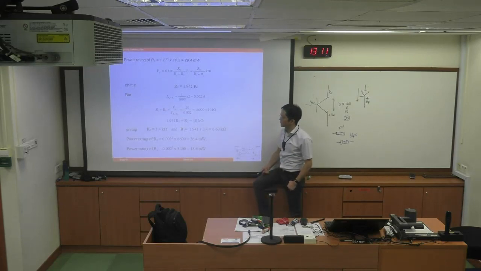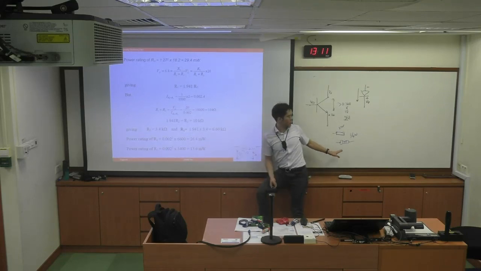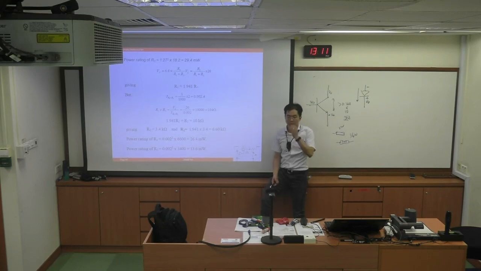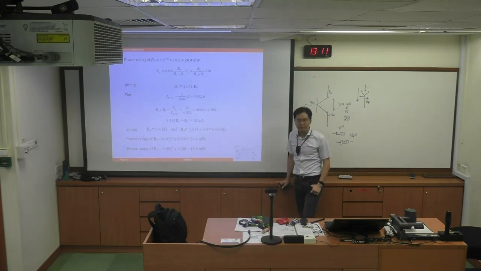And for this sampling network, if you do the power rating, they are each less than 30 milliwatt, so you can just use the nominal quarter watt rating resistors. Any question up to this point?